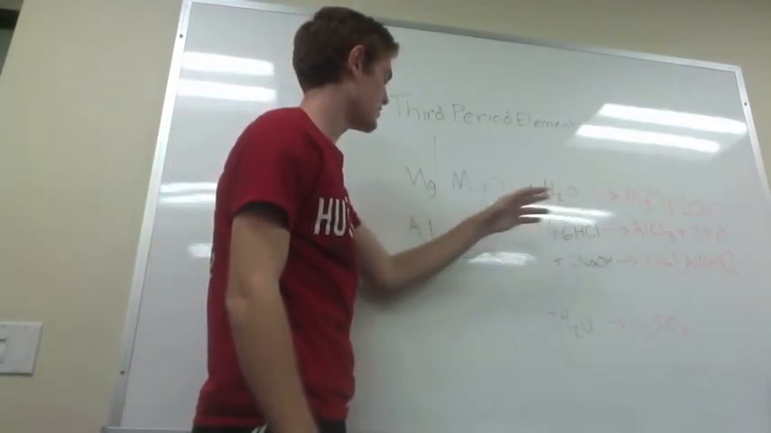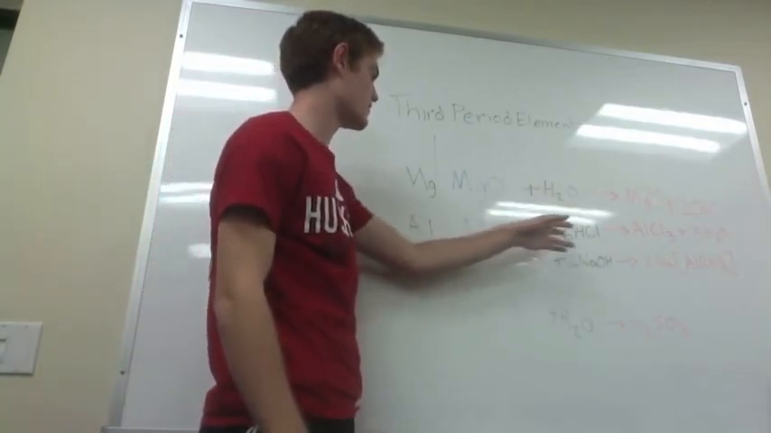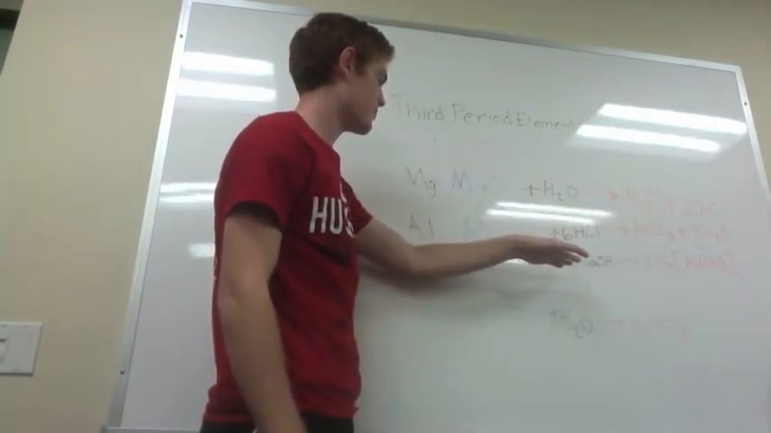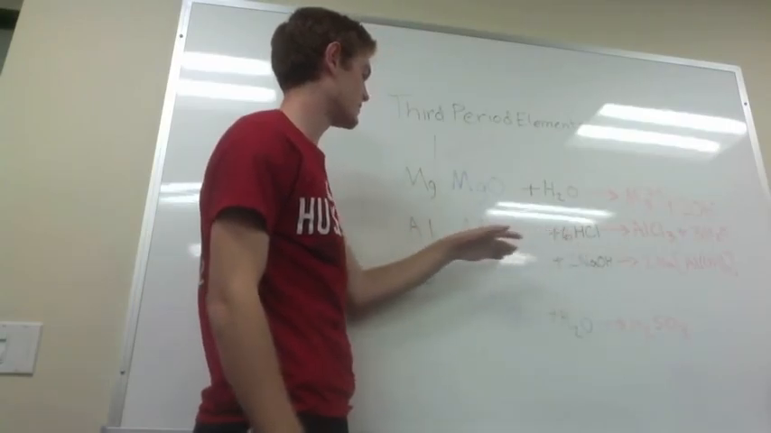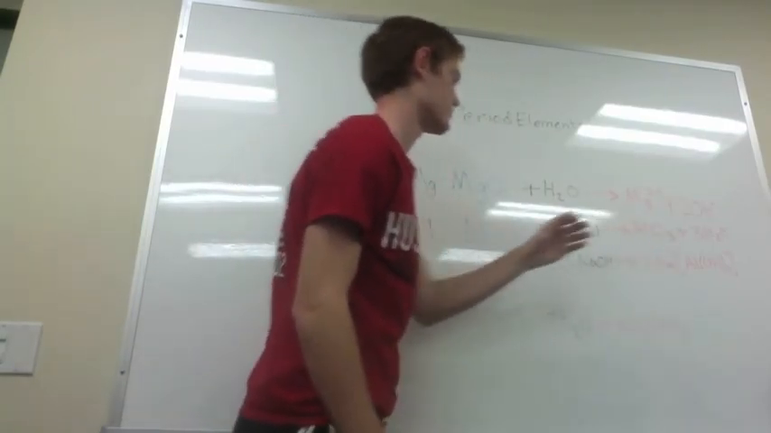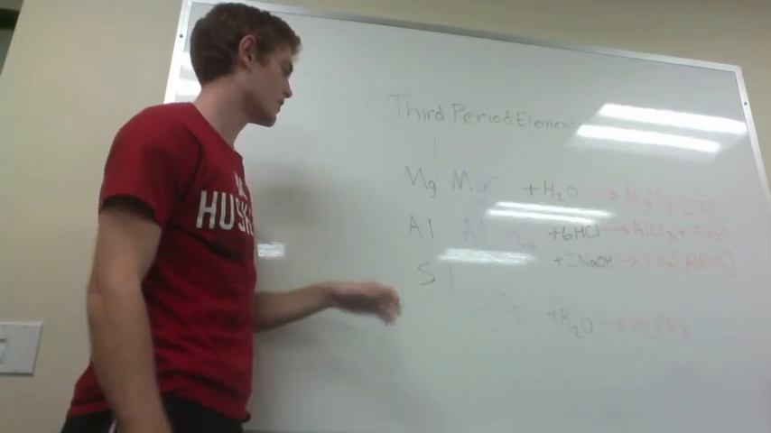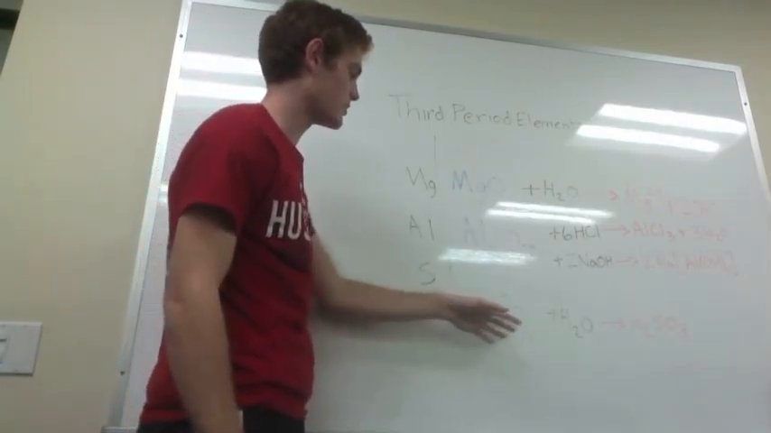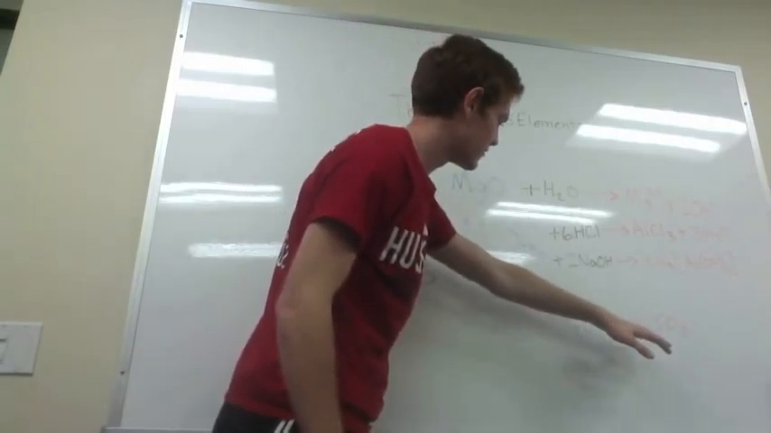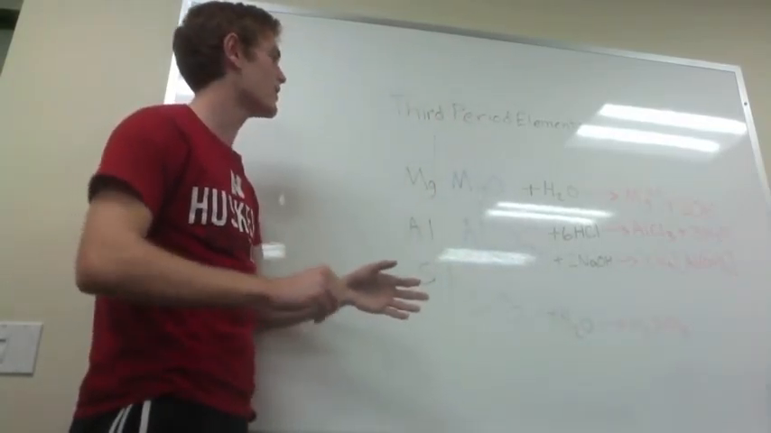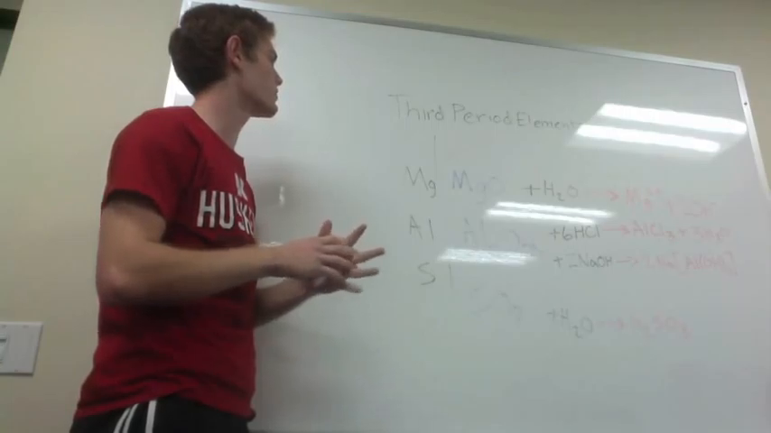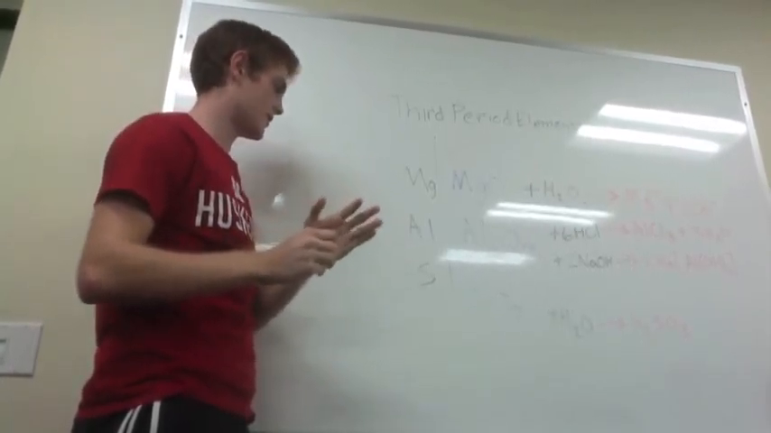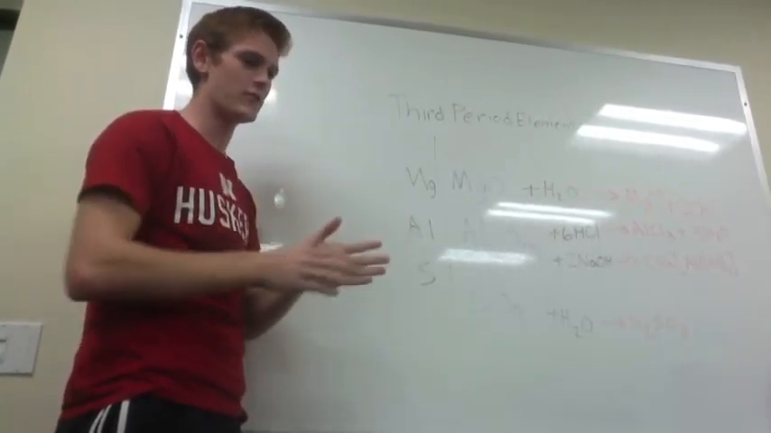Moving on to aluminum. Aluminum is amphoteric, which means it can act as both an acid or a base. When you add it to HCl, it's acting as a base, as HCl is an acid, and it results in a neutralization. When you add it to NaOH, the NaOH is the base, and the aluminum is an acid, and it also results in a neutralization. So aluminum is amphoteric. In terms of sulfur, sulfur dioxide plus water results in sulfurous acid, which is an acid. So if we want to look at the trend of third period elements, we say that from left to right, the nature goes from basic to amphoteric to acidic.